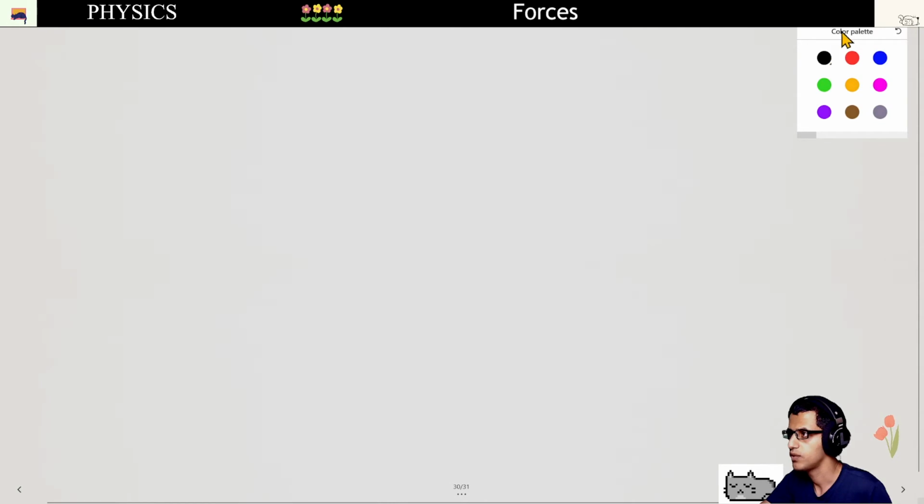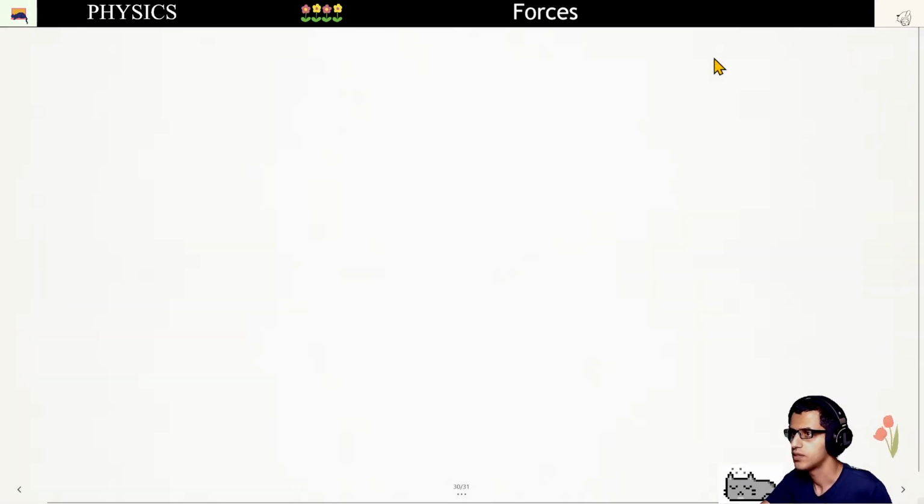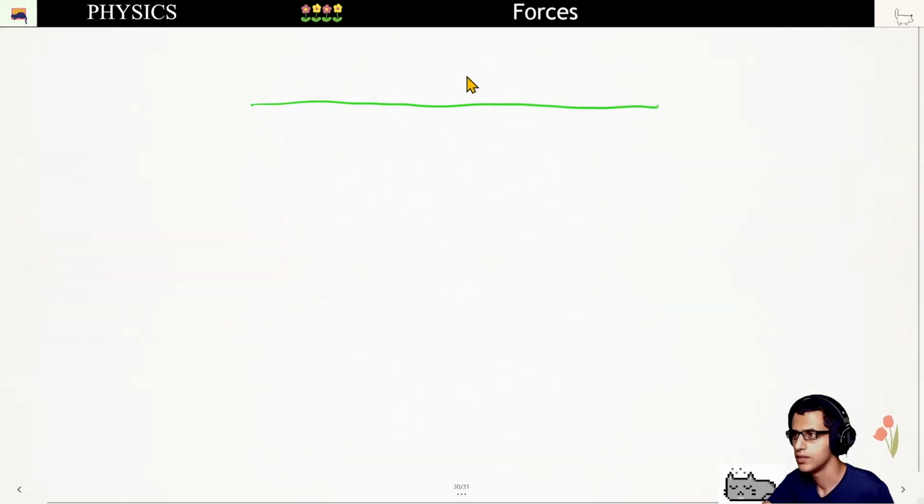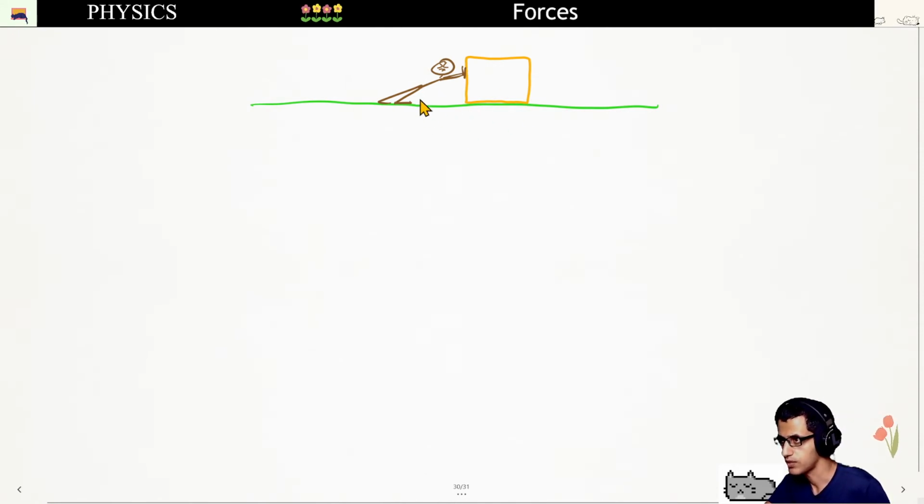So this time I'm going to draw a surface here. And we have a box like before. And we're going to have that person pushing on this box. So they have their hands here. And we're going to say that this box is stationary, it's not moving. So all the forces should balance out. We have a net force of 0.